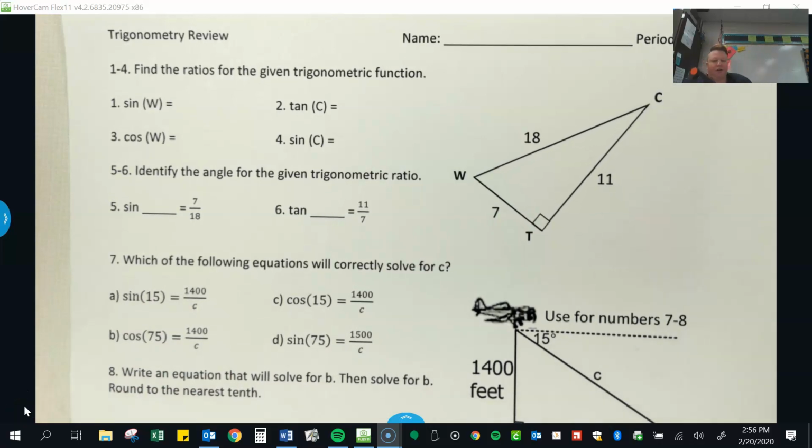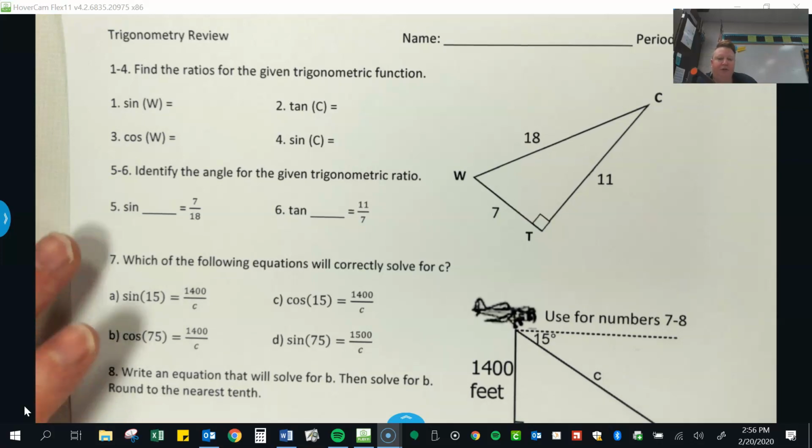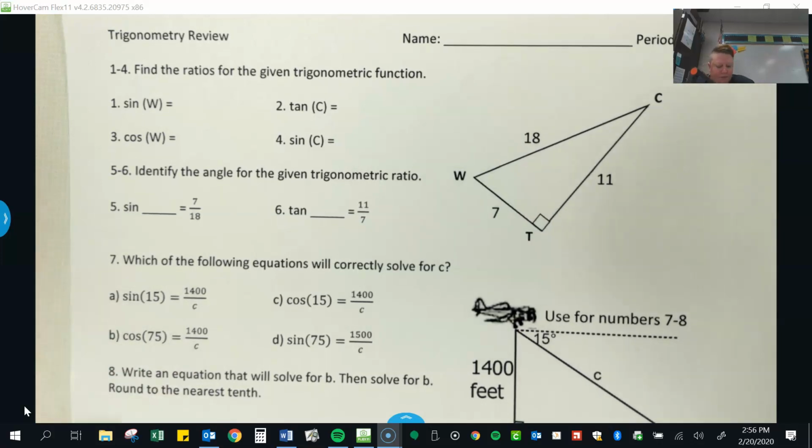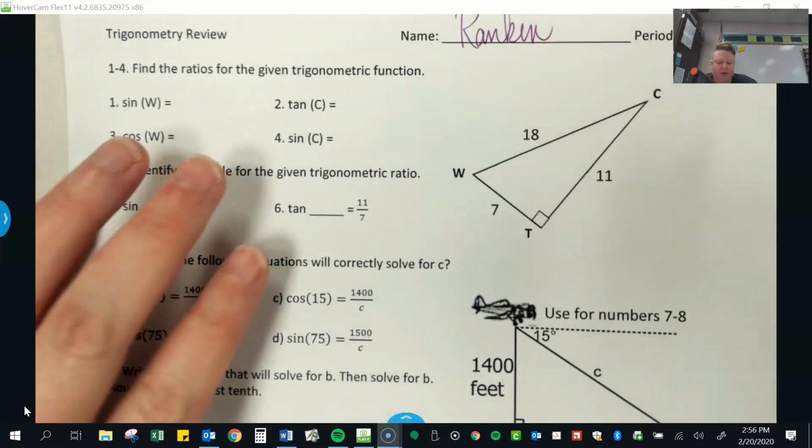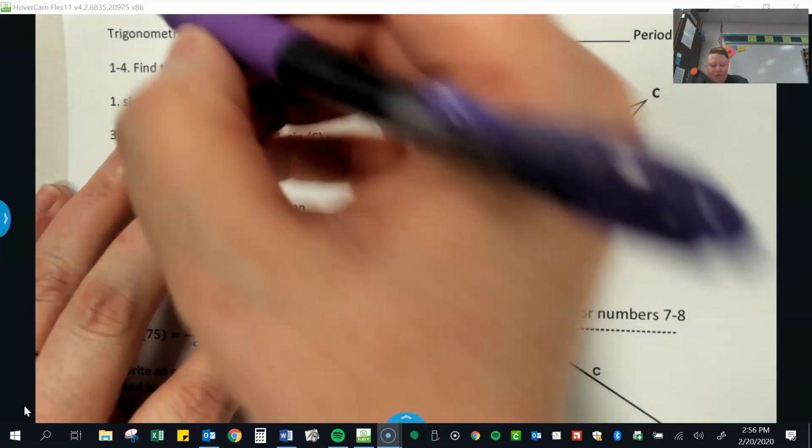I'm going to give you the test review. Hopefully you'll go through this a couple times tonight and be ready for your test tomorrow. All right? So, here we go. I'm going to start with number 1. And what's the sine of W?